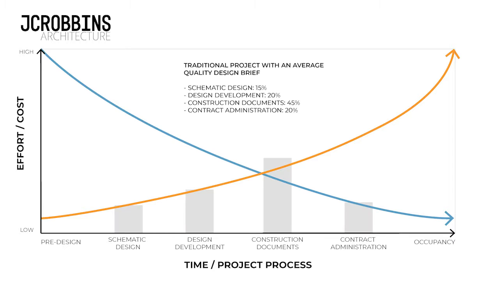A traditional project with an average quality design brief is typically divided into 4 stages as shown. Schematic design takes up 15% of the project, design development takes up 20% of the project, construction documents take up 45% of the project, while tender and contract administration takes up the remaining 20%.